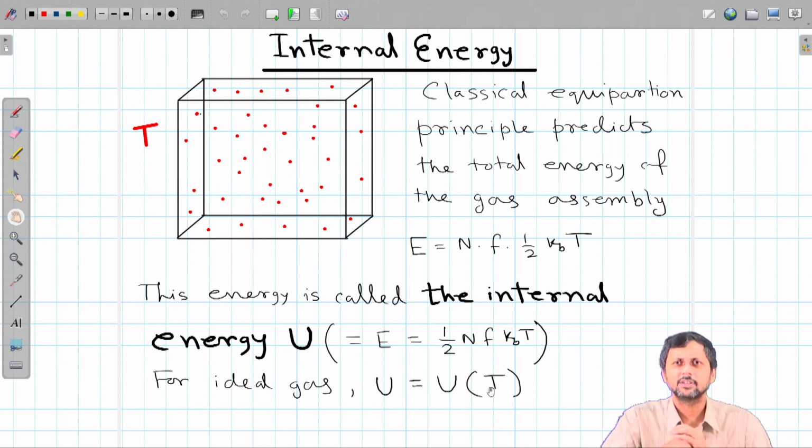So, the classical definition of internal energy, this is only the example of a gas assembly. Now, what is the classical definition of internal energy, and what are the implications of internal energy? We will start from there in the next lecture, and hopefully by next lecture we can talk about the first law of thermodynamics. Okay. So, that is where we stop today.